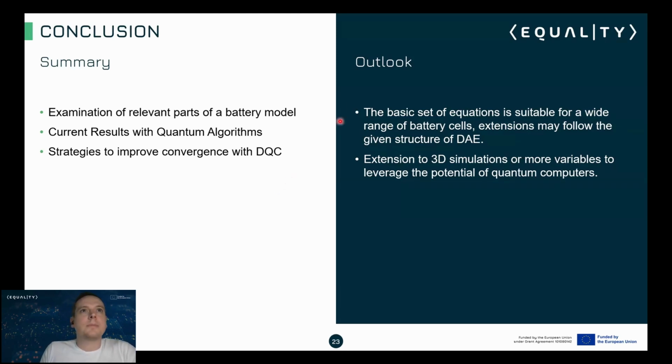As an outlook, the basic set of equations that we discussed here is suitable for different types of cells. Depending on the cell chemistry that you want to study, these can probably be extended to different scenarios, depending on the structure of the algebraic equations that arise in your model. It's also not unrealistic that we can extend this to 3D simulations or more variables, where the scaling advantage of quantum computers will really come into play.